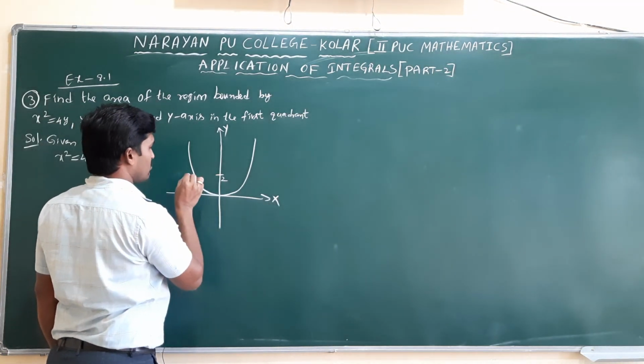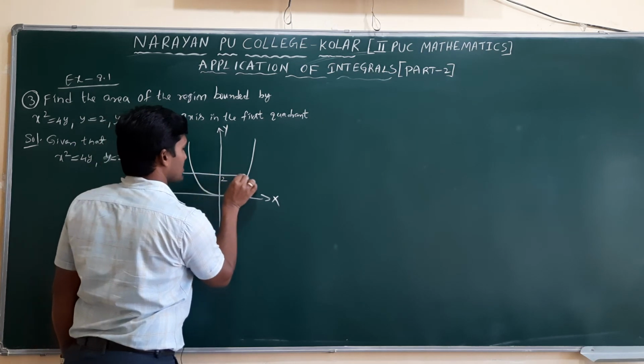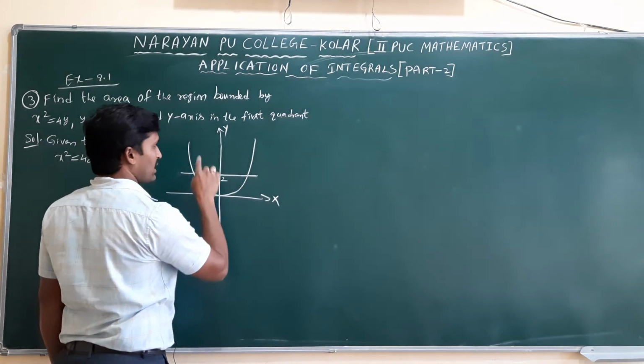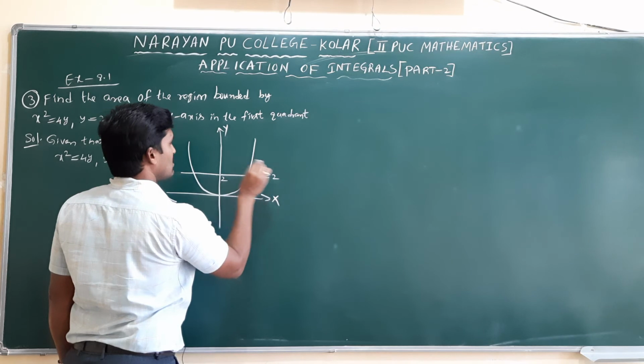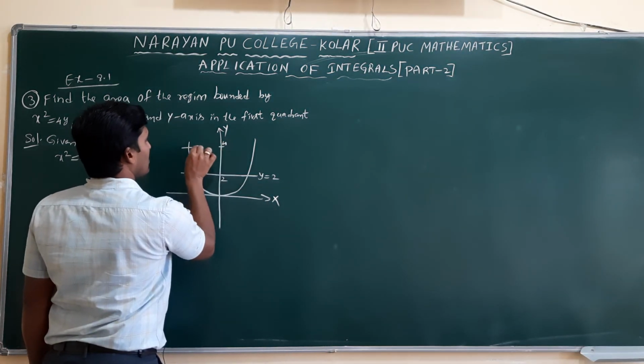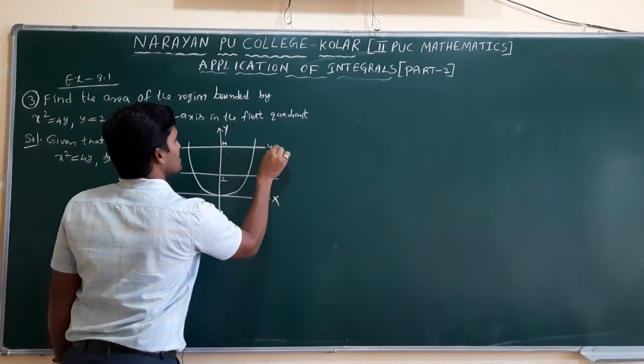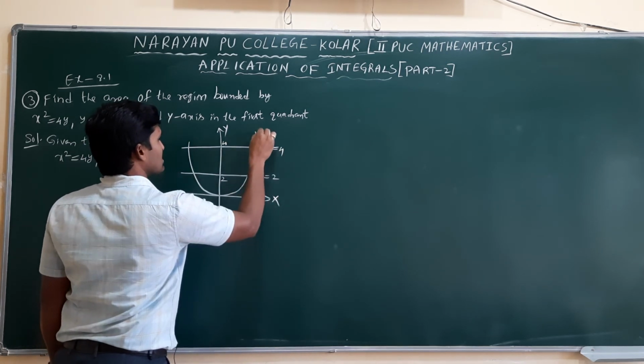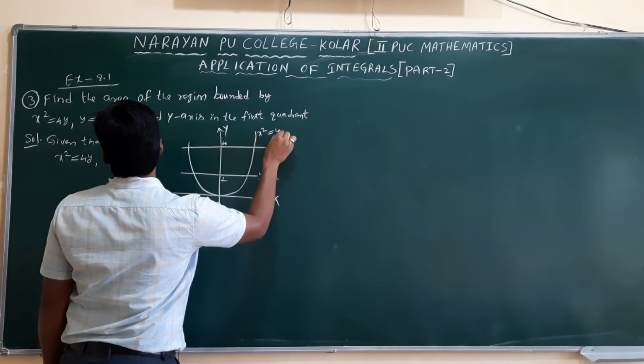Approximately I will take this as 2. Y is equal to 2 line is always parallel to x axis and cuts the y axis. And I will take this as 4. This is y is equal to 4, and this curve's name is what? X square equal to 4y.